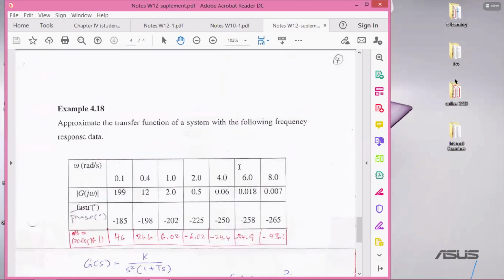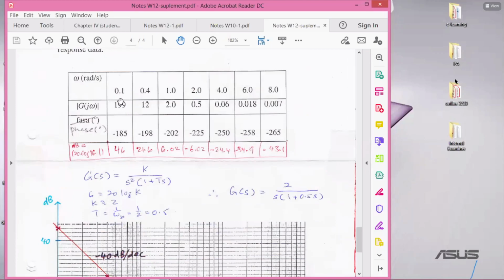Okay. So your first task is, of course, to convert this magnitude into decibel. 20 log magnitude of G. So 20 log 199, 20 log 12, you get 21.6, 20 log 2, 20 log 0.5, and so this is your point. Now you need to transfer these points. So this is your frequency, 0.1, 0.4, 1, 2, 4, 6, 8. Okay, you need to prepare your axis. You only need 2 cycles here.